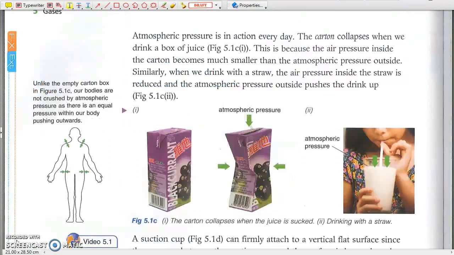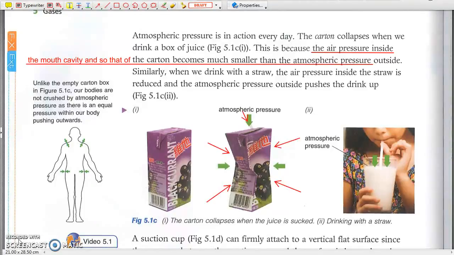Atmospheric pressure is in action all the time. Everything is subject to atmospheric pressure. When we suck a carton of soft drink, the pressure inside our mouth is much reduced. The carton is forced to collapse as the pressure inside is smaller than the atmospheric pressure outside. The following video demonstrates a similar idea.